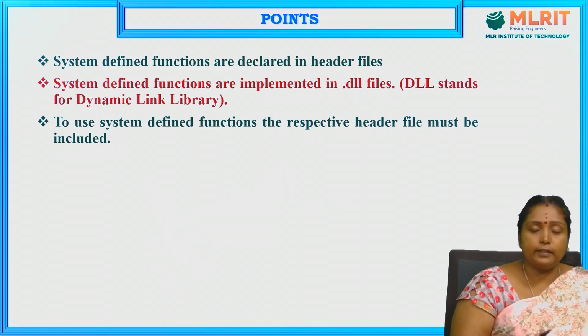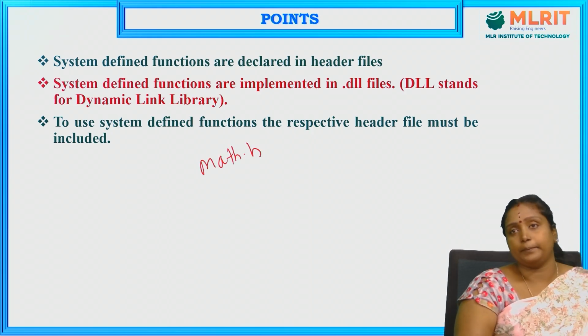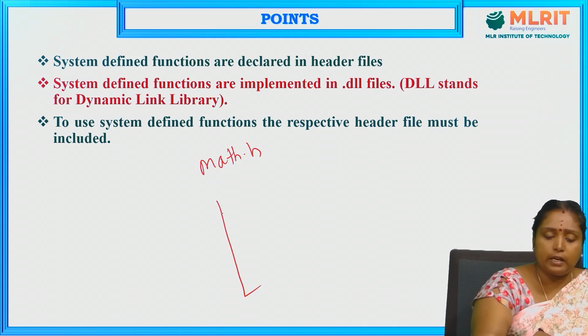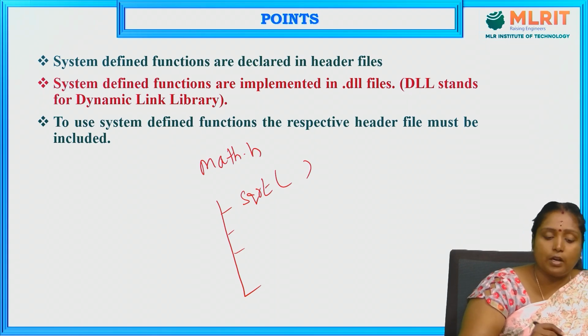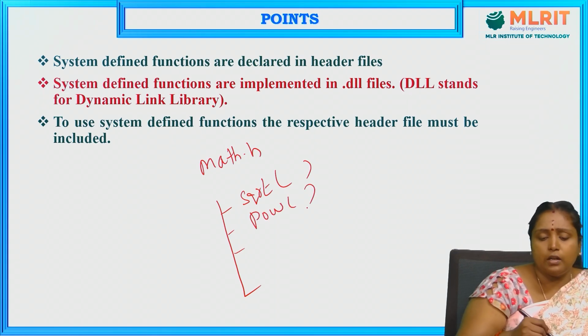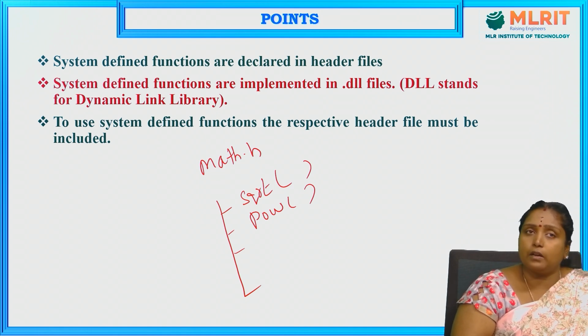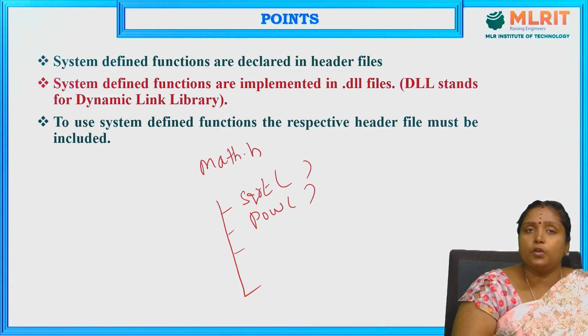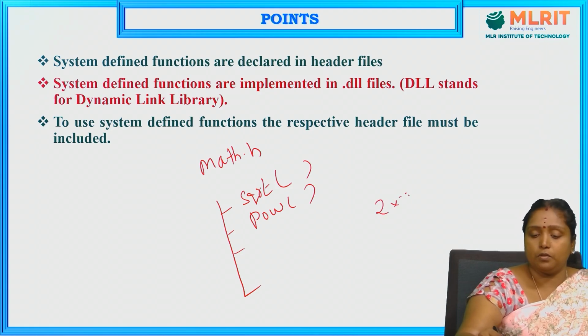And let us go with another example, the math.h header file. In the math.h header file, we have a number of functions, such as the square root function. In order to do the square root, you have to use sqrt. For the power function, for example, if I want to calculate 2 into 2, I can write 2 into 2 directly. If I want to calculate 2 power 3, it is 2 into 2 into 2. This is equal to 2 power 3.